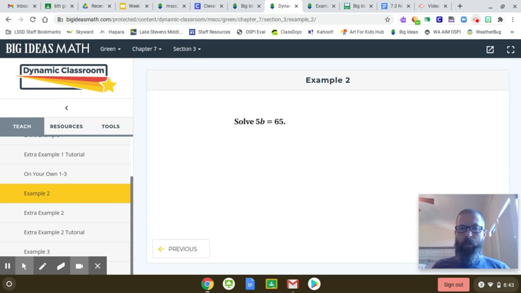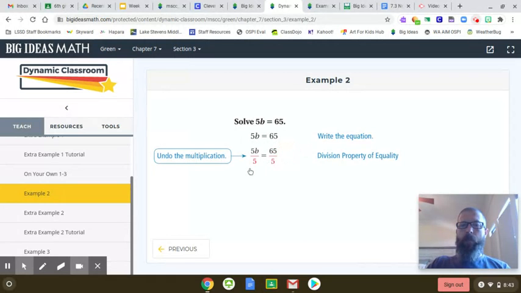7.3, example 2. This one says solve 5b equals 65. So remember that if there's a number next to the variable b, that means multiply. Okay, so to undo multiplication, we have to divide. So we're going to write the equation on our paper. Then we're going to undo the multiplication by dividing both sides by 5.